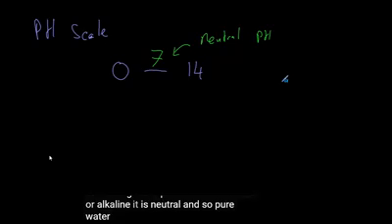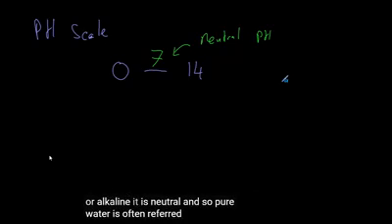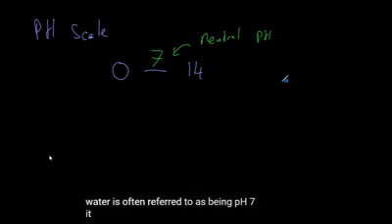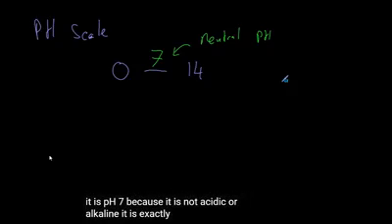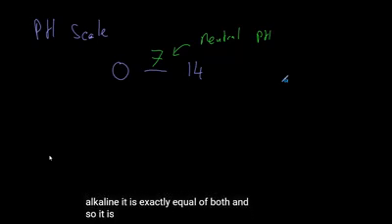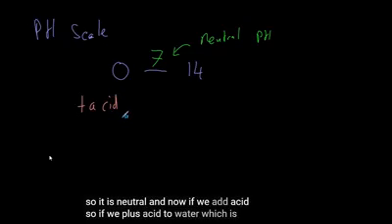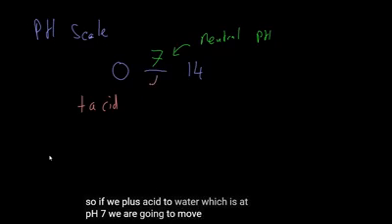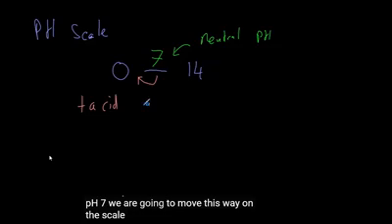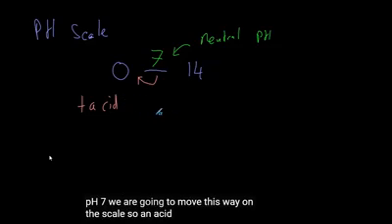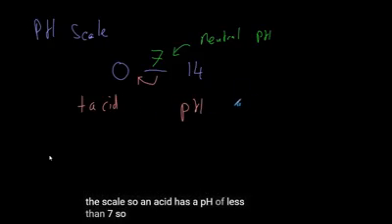And so pure water is often referred to as being pH 7. It is pH 7 because it is not acidic or alkaline, it is exactly equal of both, and so it is neutral. Now if we add acid to water, which is at pH 7, we are going to move this way on the scale. So an acid has a pH of less than 7, so really between 0 and 7.